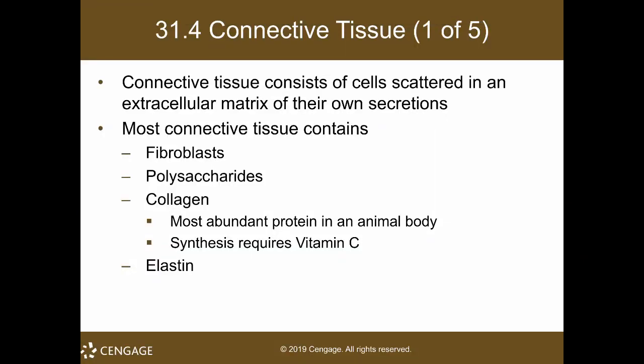In the second part of this lecture, we will now be discussing the three remaining types of tissues: the connective tissue, the muscle tissue, and the nervous tissue. Connective tissues are tissues consisting of cells scattered in an extracellular matrix of their own secretions. Most connective tissues contain fibroblasts, polysaccharides, and collagen, which is the most abundant protein in the animal body. Collagen synthesis requires vitamin C, and also elastin.